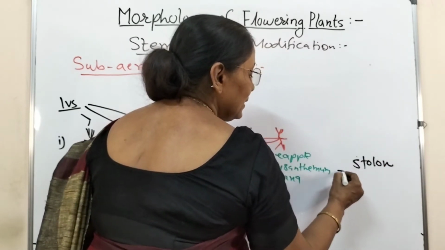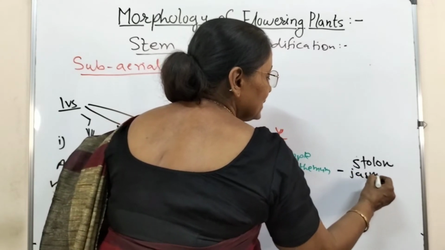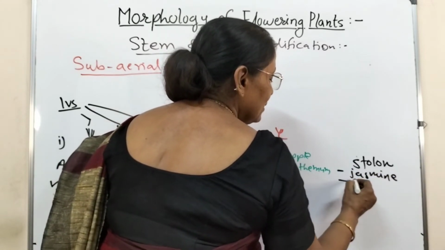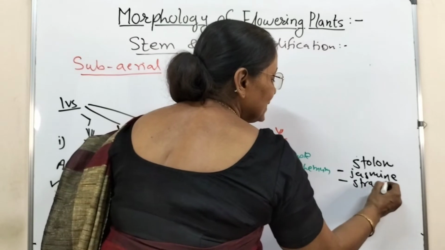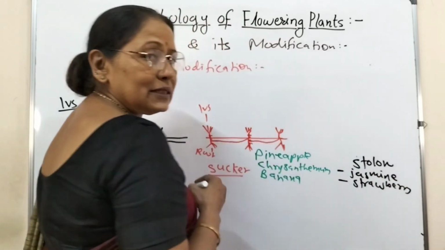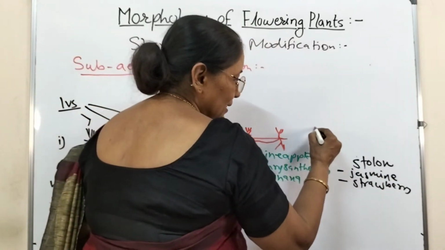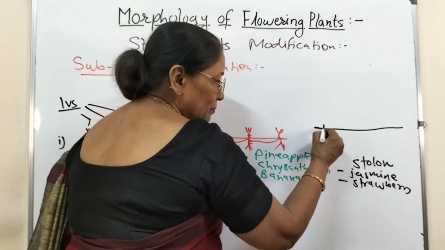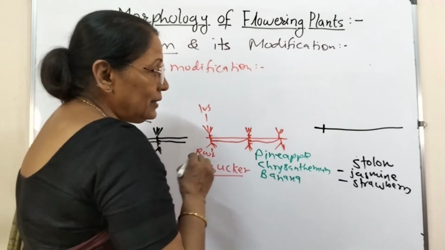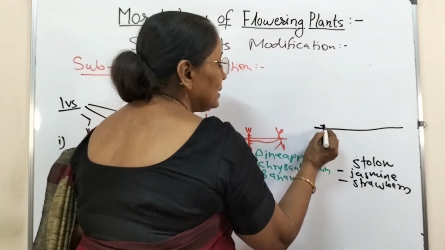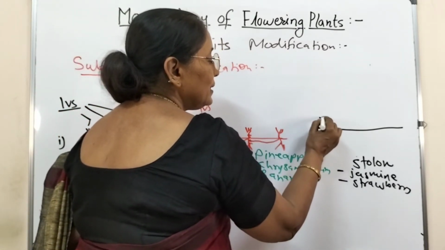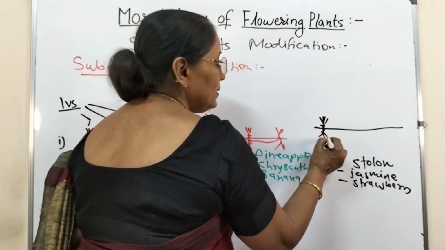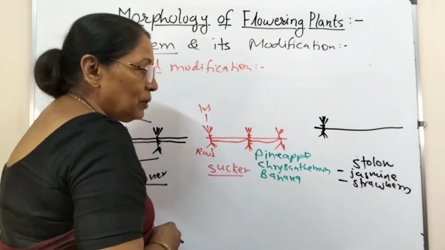Stolon's example is jasmine and strawberry. Jasmine and strawberry. The same thing we are going to do. This is the soil surface. Then this is the main original parent plant. It is having the nodes and internodes and the leaves at the top and the adventitious roots at the bottom.